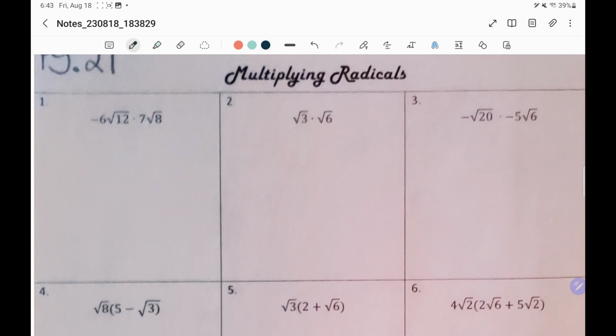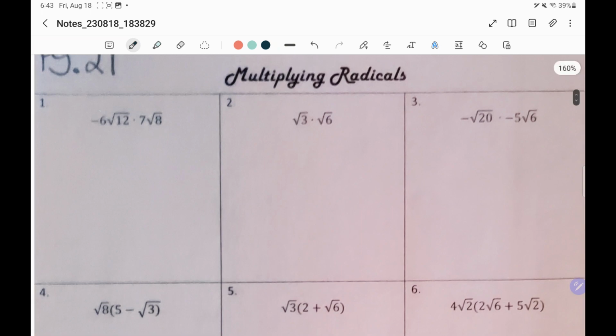So the rule number 1 is I need to multiply my coefficients. That means the numbers outside. And then I'm going to go ahead and multiply the radicands, the numbers inside. Once I do that, if I can simplify, I'm going to go ahead and simplify. Okay, those are 3 steps that you always have to do. And we're going to go ahead and do it for these problems.